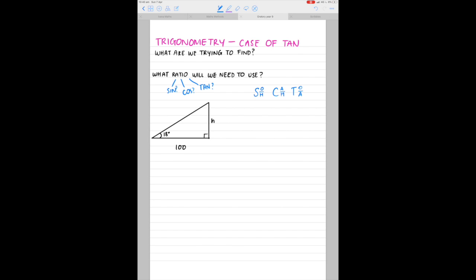So looking at this example, we know that we've got h, which is our unknown side, and we've been given 100 as our adjacent. We also know that we have a reference angle of 18 degrees. Looking at the information we've been given, we know that h is going to be our opposite because it is opposite to our reference angle. And we know 100 is our adjacent.